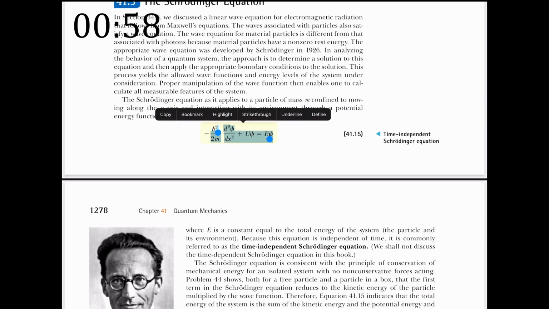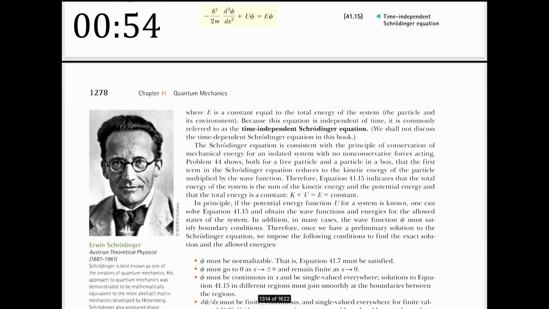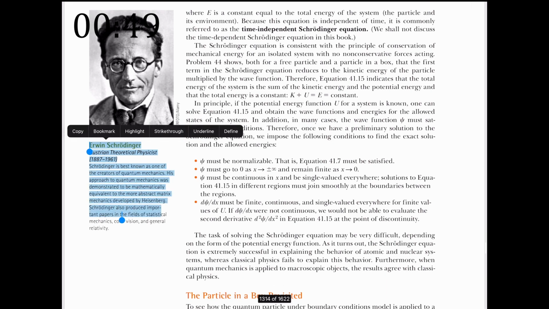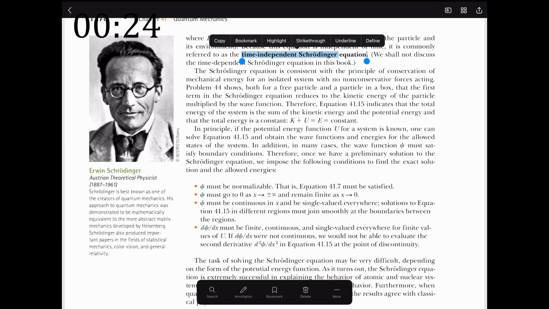The Schrodinger equation. Whoa, this looks crazy. Time-independent Schrodinger equation. This looks wild, but I'm assuming it's important. Erwin Schrodinger is put over here. Erwin Schrodinger is best known as one of the creators of quantum mechanics. Pretty fitting to put him in this chapter. His approach to quantum mechanics was demonstrated to be mathematically equivalent to the more abstract matrix mechanics developed by Heisenberg. Schrodinger also produced important papers in the fields of statistical mechanics, color vision, and general relativity.